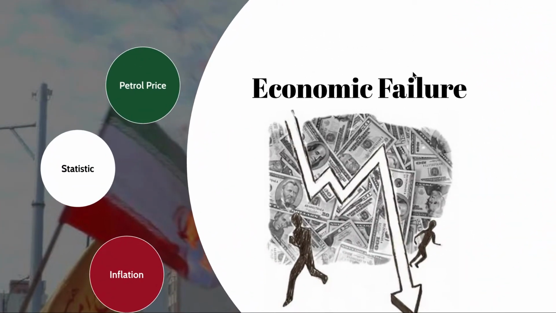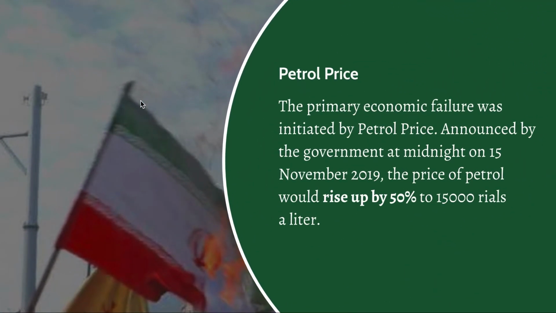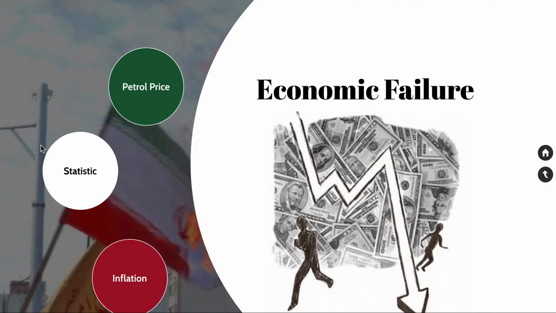The first cause is economic failure. I divided it into sections, and the first one is petrol price. The primary economic failure was initiated by petrol price regulation, announced by the government, that the price of petrol will rise by 50% to 15,000 rials a liter. This impacted the quality of life of average, normal Iranian citizens, which ended up with them going out to the streets, joining the brutal Iranian protest.